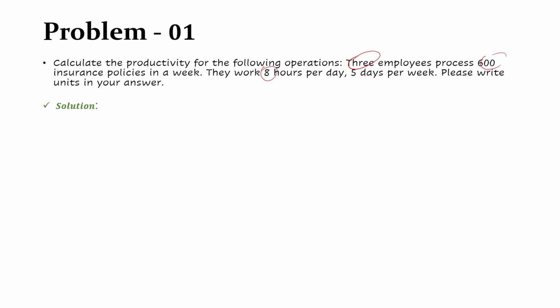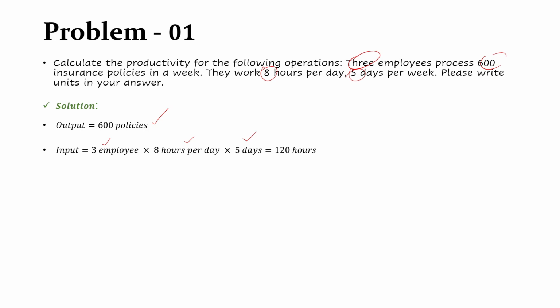They work for 8 hours per day and they work for 5 days per week. We are required to calculate the productivity of this process, and we are also required to write units in our answer. We know that the information available about the output is that the employees process 600 policies. As far as input is concerned, we know that we have 3 employees who work for 8 hours per day for 5 days. We multiply these values and our input value is 120 hours.